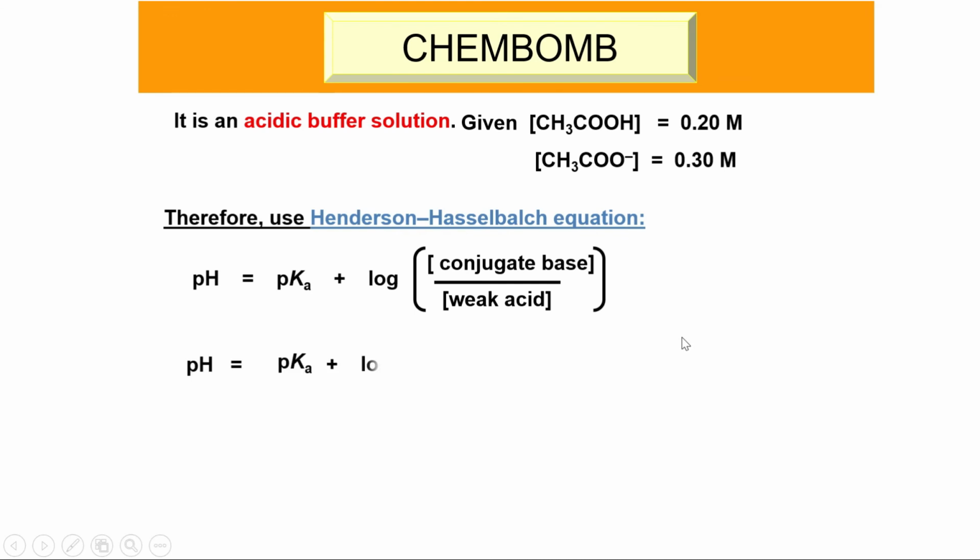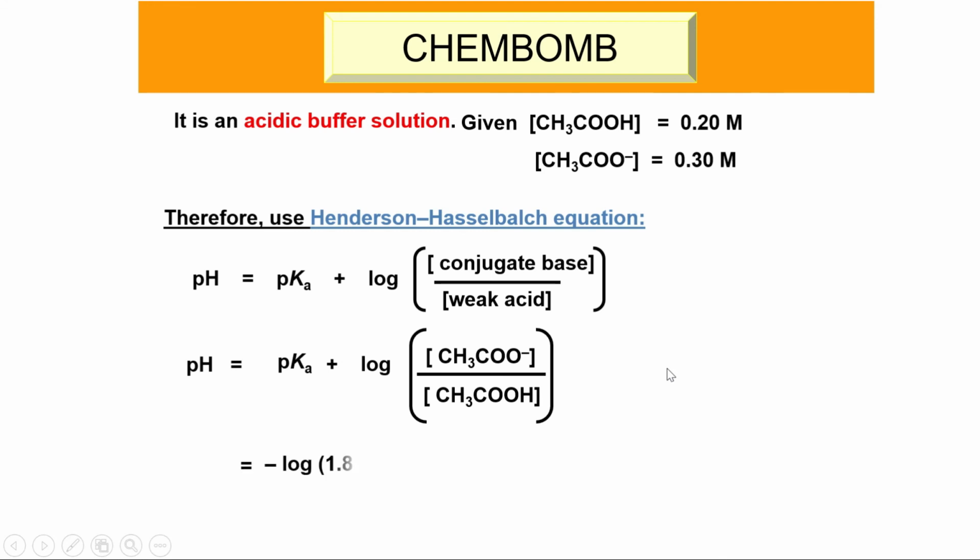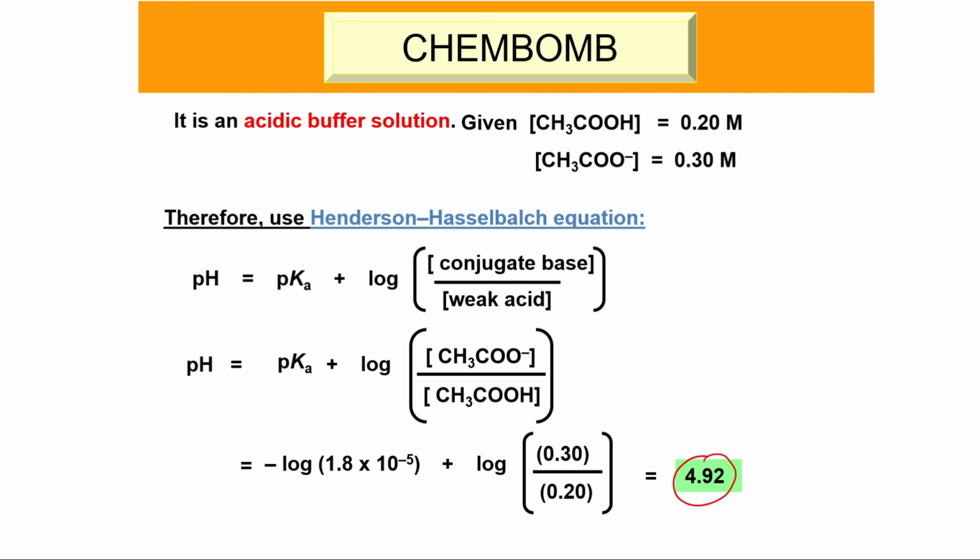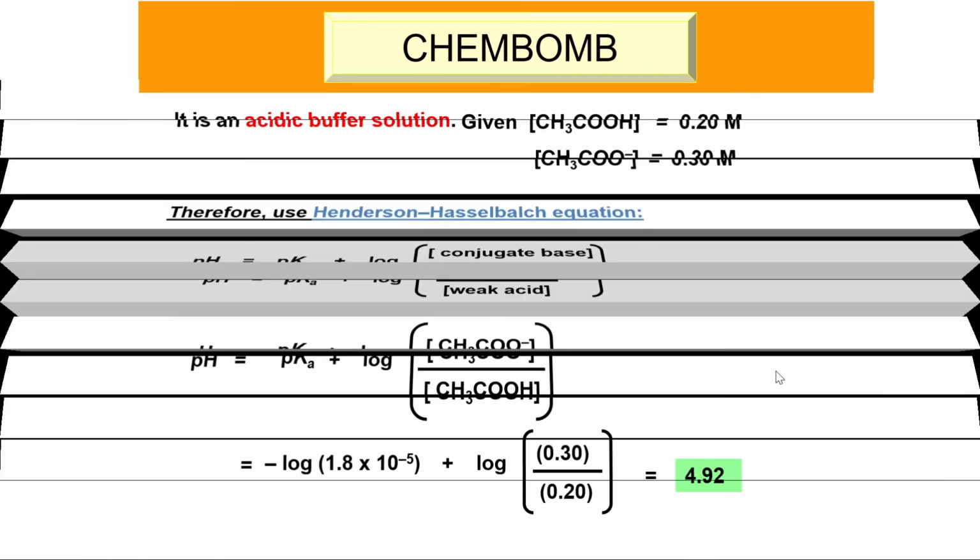Substitute the values. The conjugate base here is this one, which comes from the salt. Then substitute the value, Ka is given, and the concentrations are also given. Please make sure you substitute the correct values here. Then you will get the answer. The pH of the acidic buffer is around 4.9. Remember, you must get less than 7 because it is an acidic buffer.